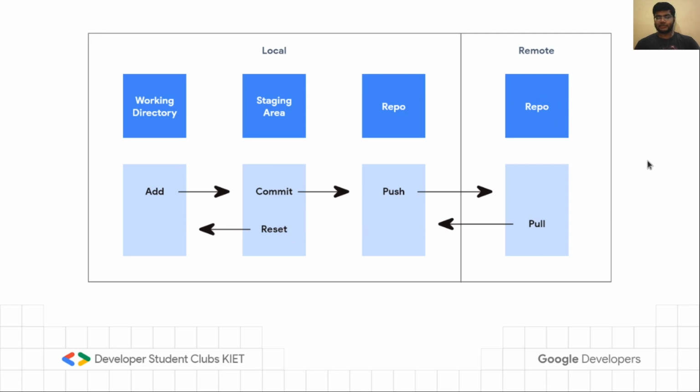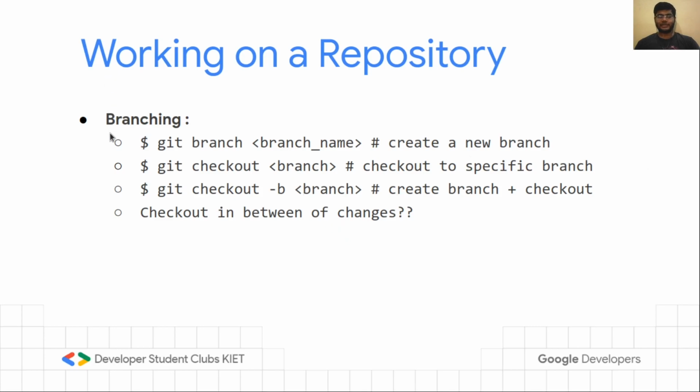So let's move forward. Our next aspect is branching. So we have a gist of branching.